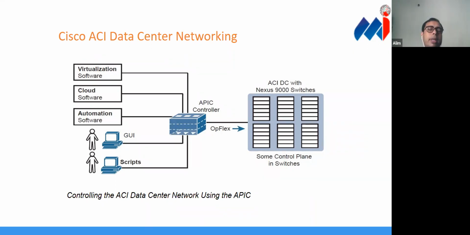Here another concept is fabric. Fabric means that when many things are connected to form another thing, it is called a fabric. In SDN, everything is connected to form a fabric, and this fabric is controlled by the controller. So this is the Cisco ACI data center, a simplified diagram.